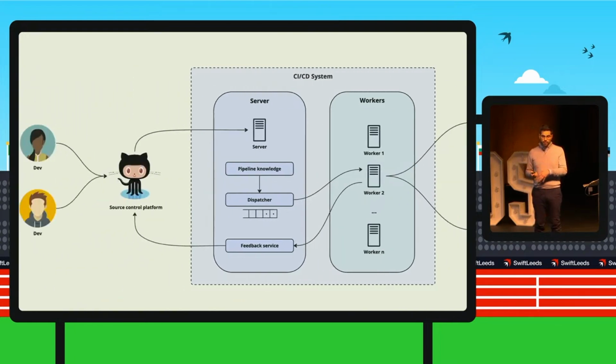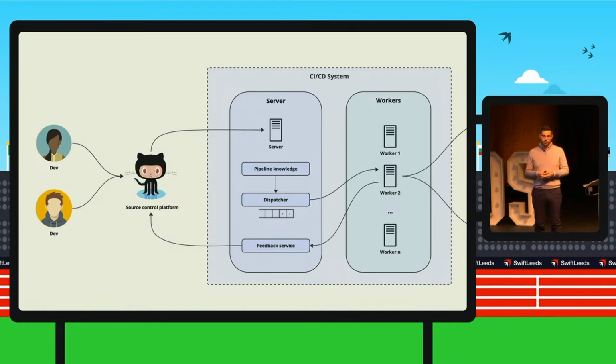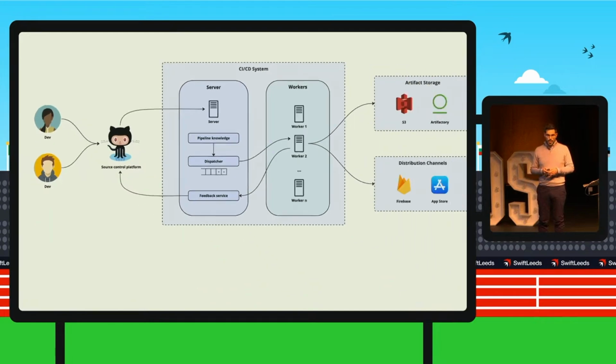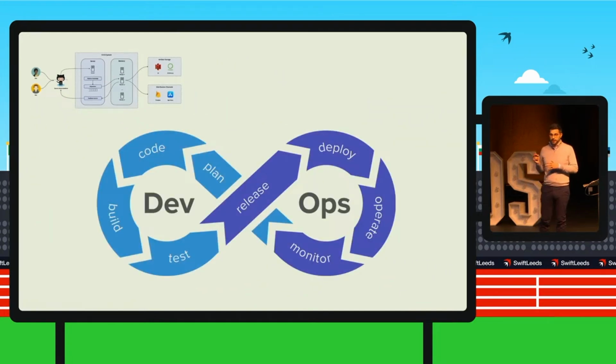When the workers complete their job, they report back to the server component via feedback service, and then eventually the developers will see the status check on the pull request, green or not, and they will understand what went wrong, and they can proceed from there. So having a system like that in place that works well is absolutely fundamental for DevOps methodologies, so that we can code, we can build, we can test, and release our software.